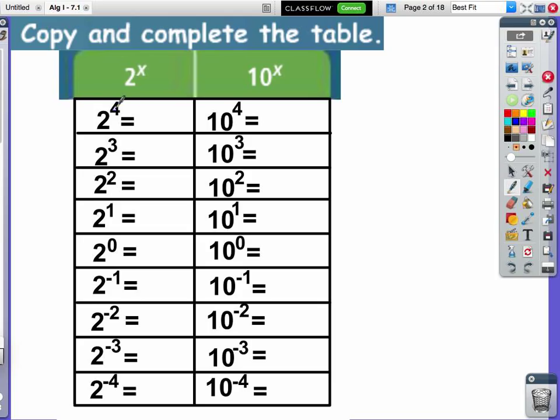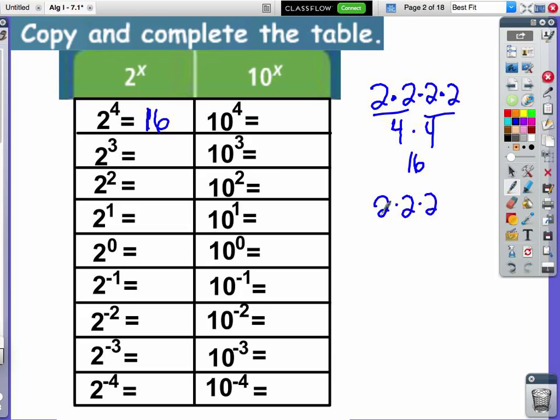So when we plug in 2 to the 4th power, remember that means 2 times 2 times 2 times 2. You can use your calculator for this, but 4 times 4, that'd be 16. 2 to the 3rd power is 2 times 2 times 2, so 2 times 2 is 4, times 2, 8. 2 to the 2nd power, 2 times 2, 4. 2 to the 1st power is 2.